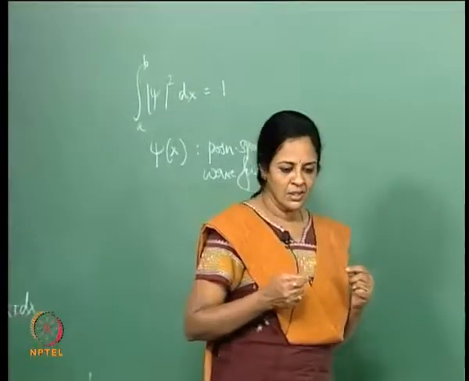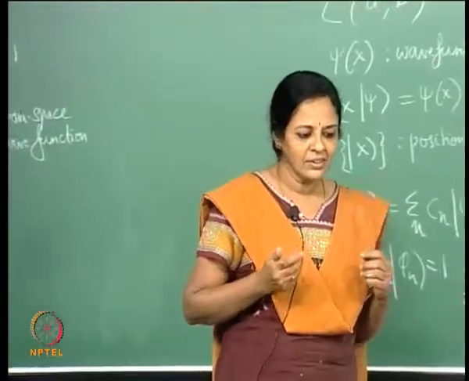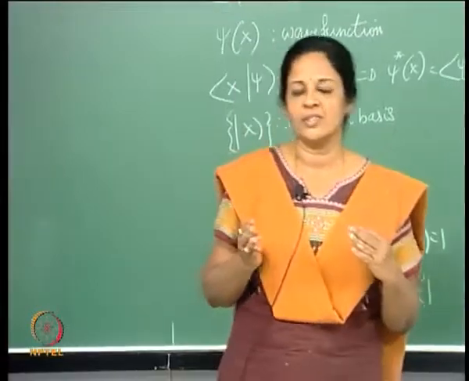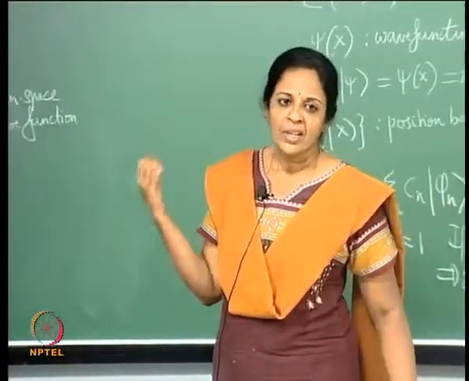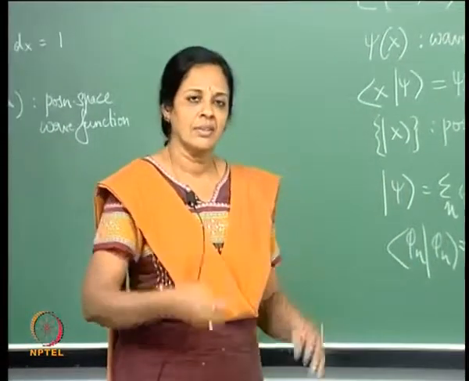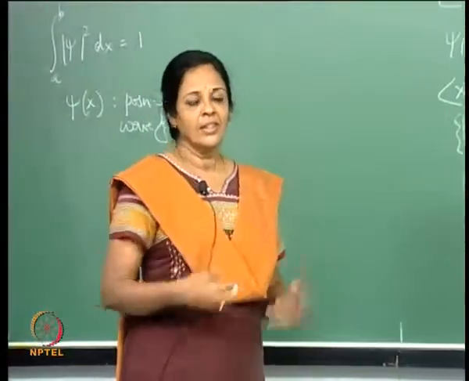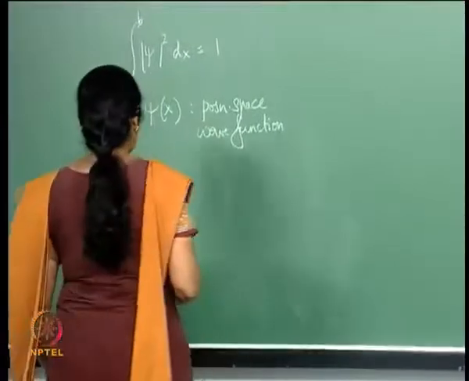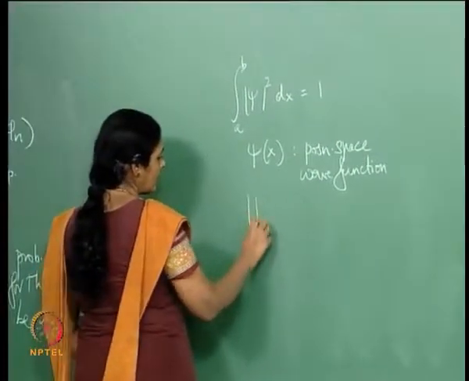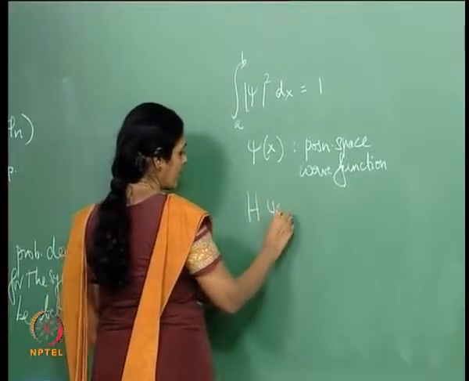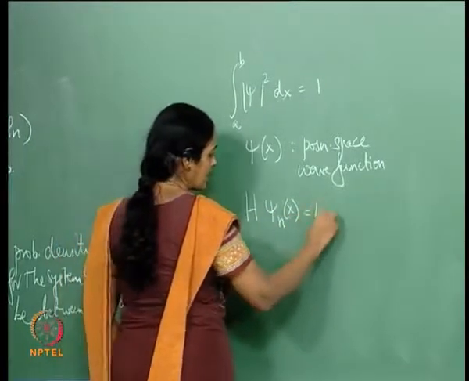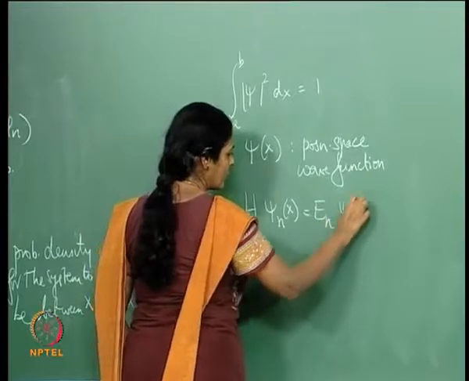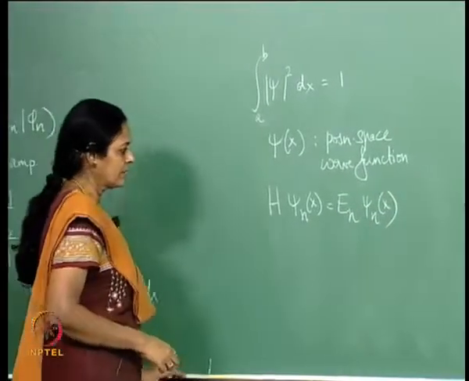Now let us see how exactly eigenvalue equations look when we write the equation in terms of psi of x and in terms of operators that are expanded or written in the position basis. So we have the energy eigenstates: H psi n of x is En psi n of x.